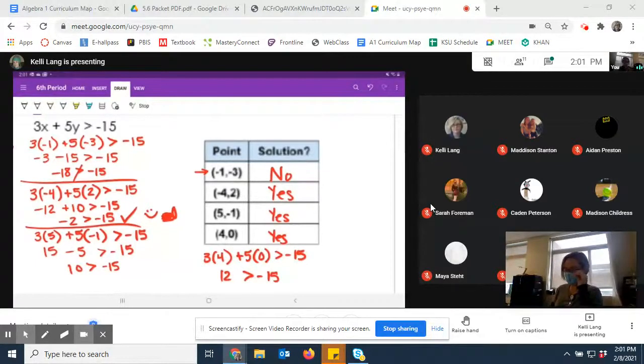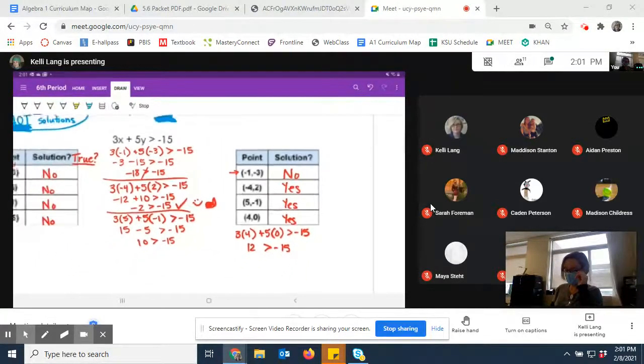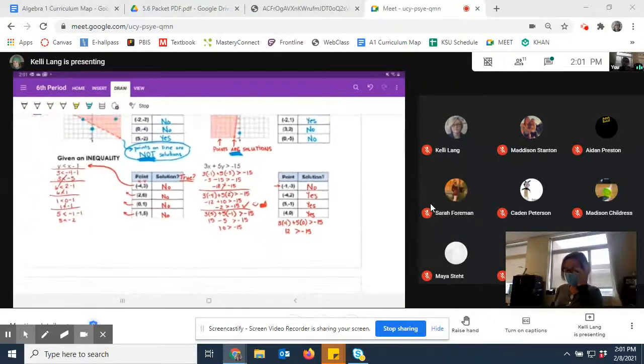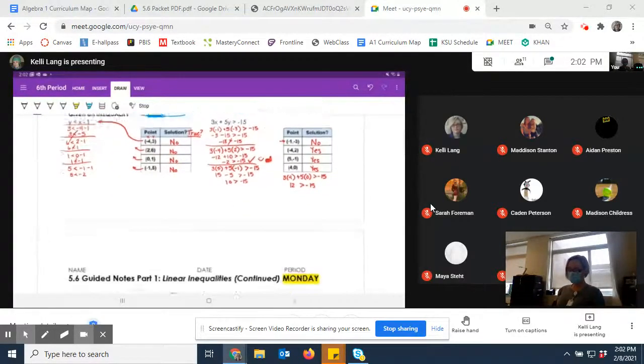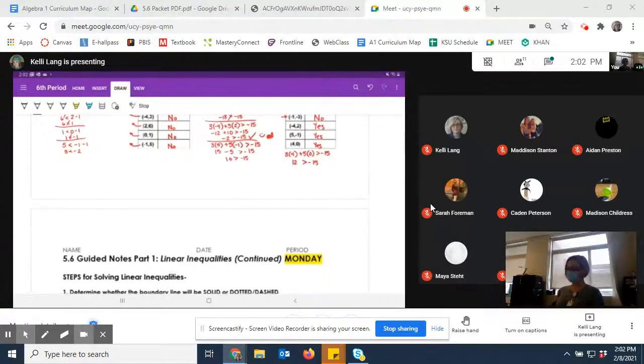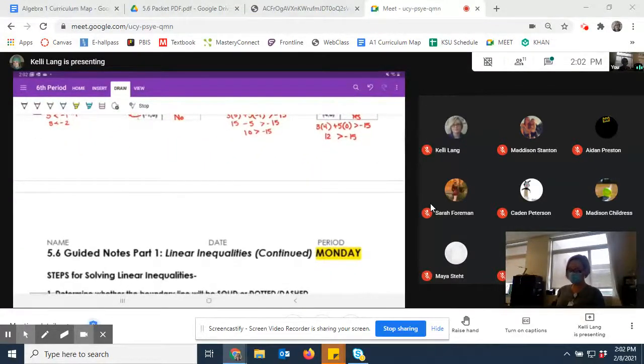Let's talk about how we ourselves can create these graphs. So far we've talked about if we're given a graph or if we're given a formula, we can identify a solution. We can figure out what the solutions are. But now instead, we're going to actually draw our own graphs based on formulas.